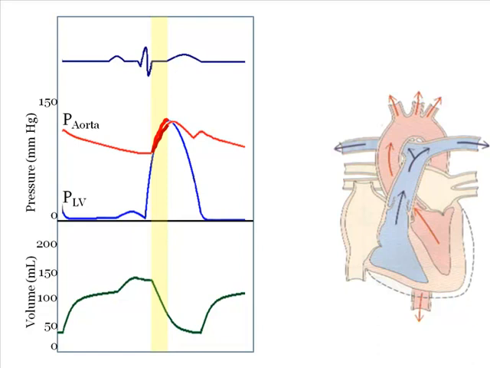Once the aortic valve opens, the aortic and left ventricular pressures increase together as the heart is still squeezing and generating force. At the same time, there is a rapid decline in left ventricular volume because the blood is leaving the heart and going out to the body. There should be no electrical activity at this time.